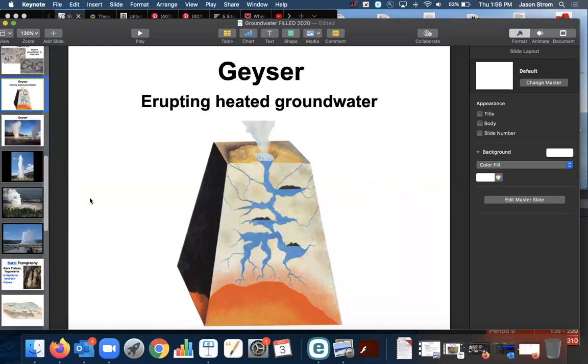The next thing we're talking about, hot springs and heated groundwater, is a geyser. A geyser is when there's an underground formation that will periodically fill with water. That water becomes heated to the point where it essentially erupts and sprays hot water and steam into the air. There are different size geysers. Some are relatively small. Some are really, really big.